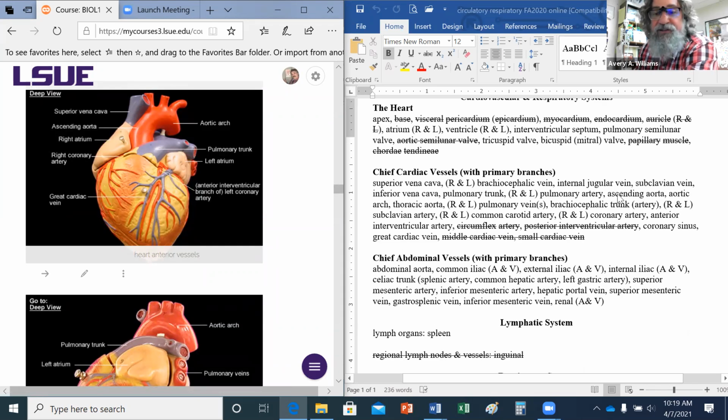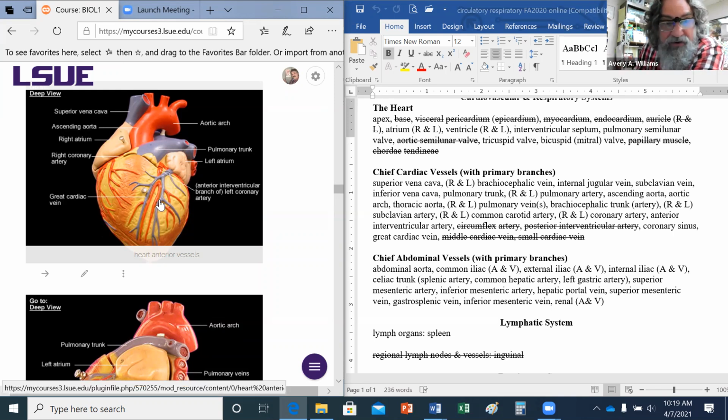Okay, there's that. Now, look, I have ascending aorta, aortic arch, thoracic aorta, and then down here I have abdominal aorta. So you have 4 aortas? Yes. Well, actually I have 1 aorta. It's divided into 4. 3 of them are in the thoracic body cavity. And then the one that's by itself in the abdominal body cavity is the abdominal aorta.